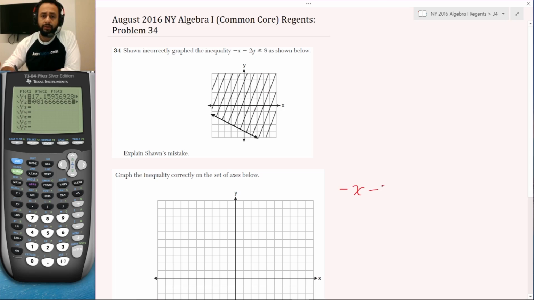Negative x minus 2y is greater than or equal to 8. It's improbable to see the mistakes if we don't solve this inequality on our own first.